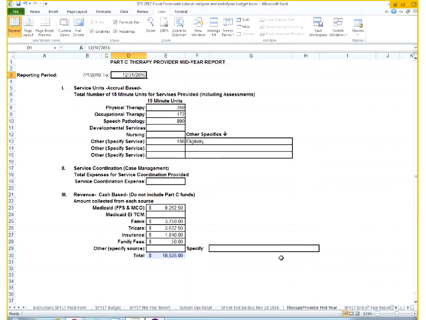Now your next step is to move to Section 1, Service Units. Each contractor therapy report is going to include the number of 15-minute units that contractor, provider, or contract agency provided for the first half of the fiscal year. Then you will take all of those totals for PT, OT, speech, developmental services, nursing, and others, total those, specify what the other is referring to, and complete the blanks on Section 1.